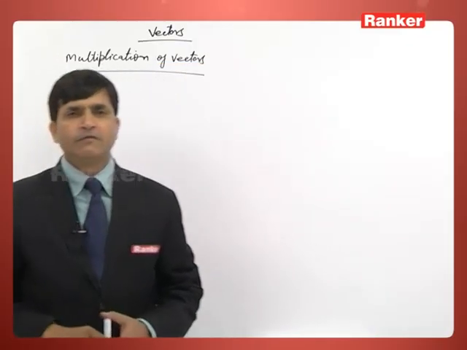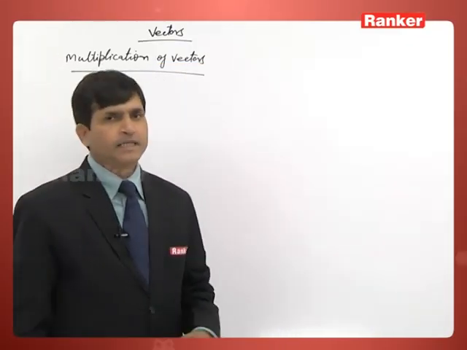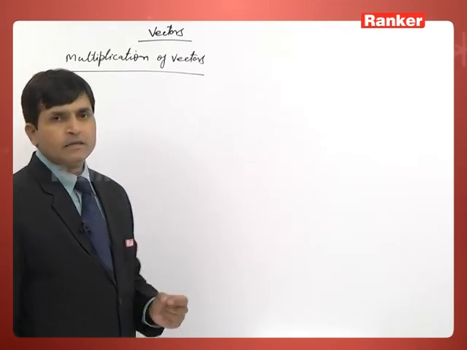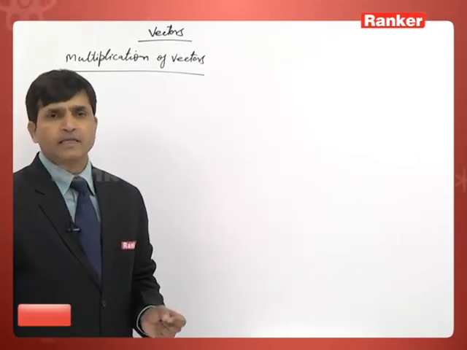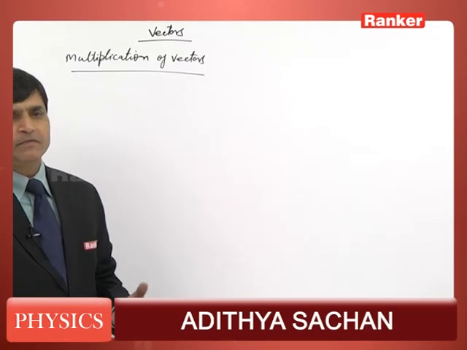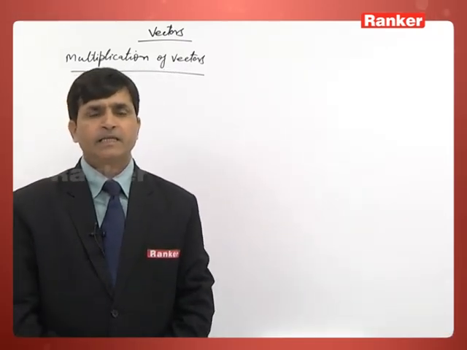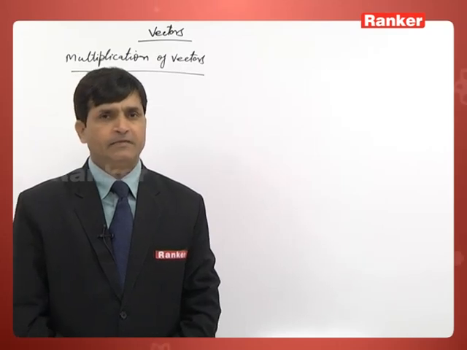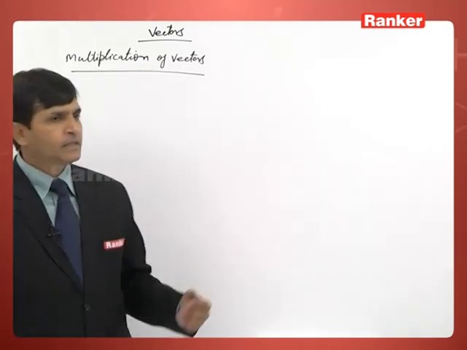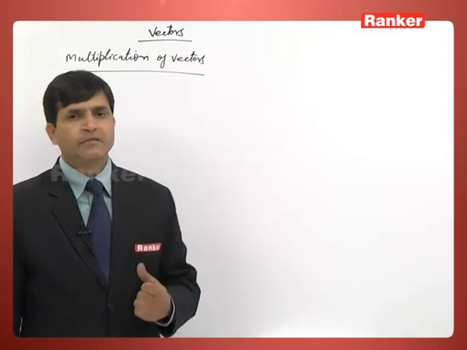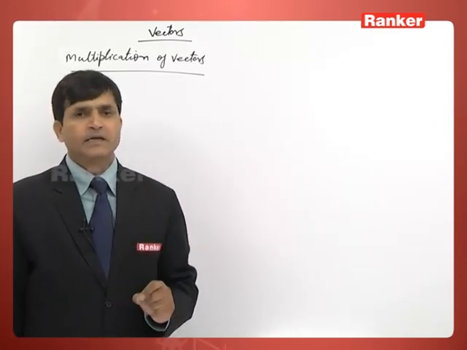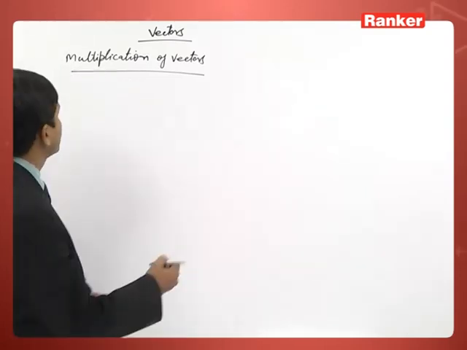So, multiplication of vectors has two parts. When we multiply two vector quantities, sometimes we get a scalar quantity, and sometimes we get a vector itself. On that basis, we can define multiplication of vectors in two categories.